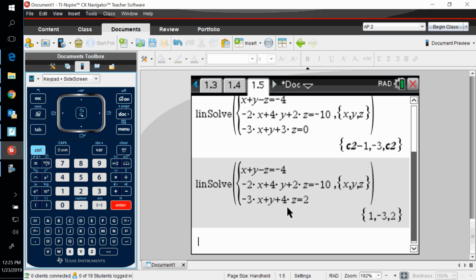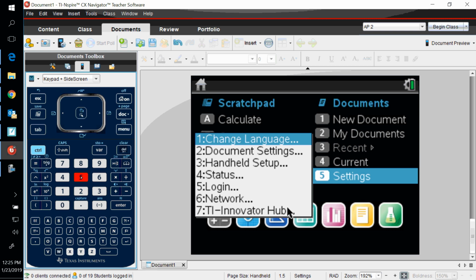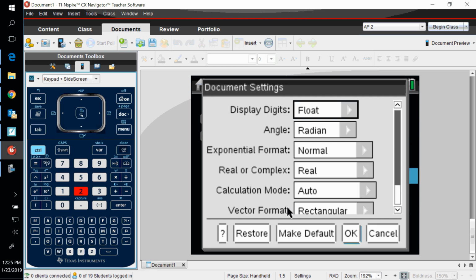Now, one other thing is we want to be in radian mode tomorrow. So when you go in test mode, put in radian mode. But if you forget that, go home 5.2 and make sure your angle's on radian and do make default. Usually your graphs page is already on radian. Usually it's kept that way. But the calculator page, you would want to be on radian.